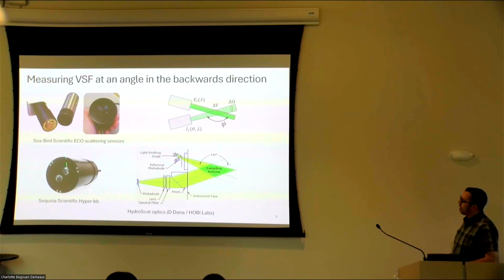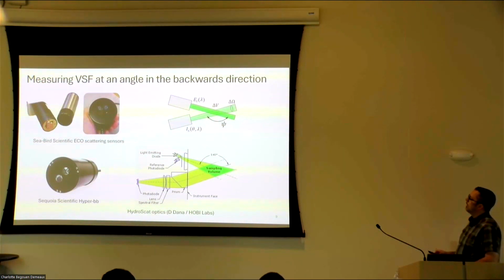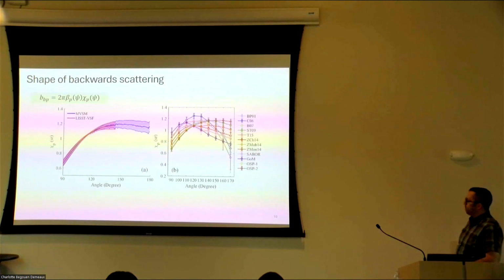If we think about our swing arm, we're still measuring the volume scattering function by having essentially a beam going out from the instrument, and then our detector is put all the way in the backwards direction. Most of these instruments aren't super well collimated, so they actually have diverging beams and a wide field of view. HyperBB is fairly collimated, but there's a consequence to that spread.